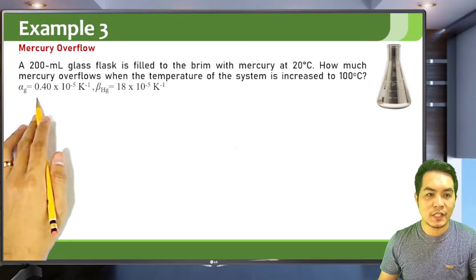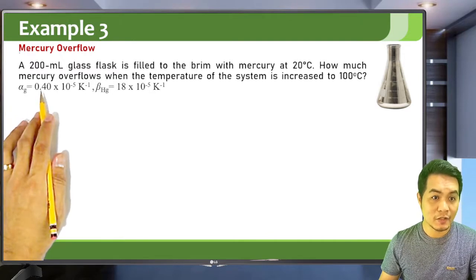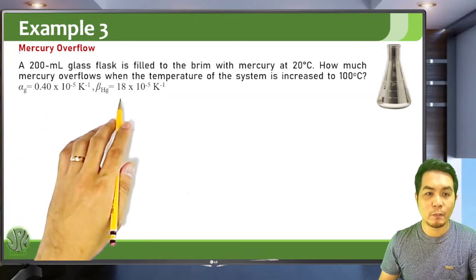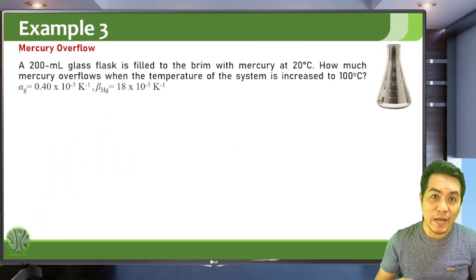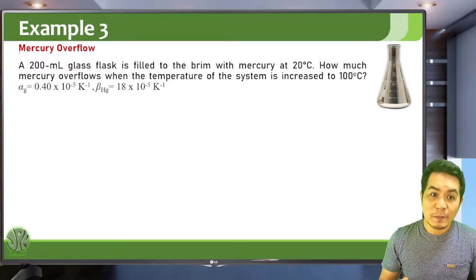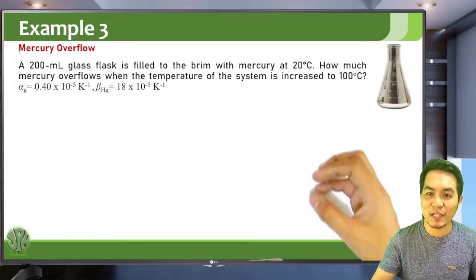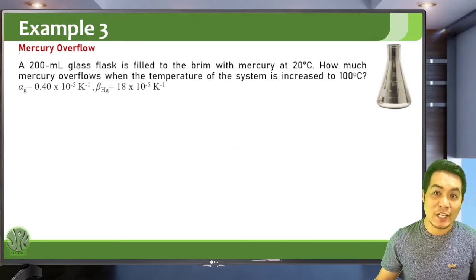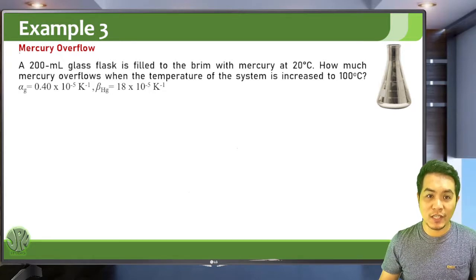You will notice that you need the beta for glass, so you just multiply the alpha of the glass by 3 to get the beta of the glass. So 0.40 times 3, you will get 1.20. But if you compare that to the beta of mercury, it's 18. Mercury has a higher beta, which means the amount of expansion of mercury will be larger compared to the glass. That is the reason why the title of this problem is mercury overflow. The mercury will overflow from this glass flask because its expansion is much larger as compared to the glass.